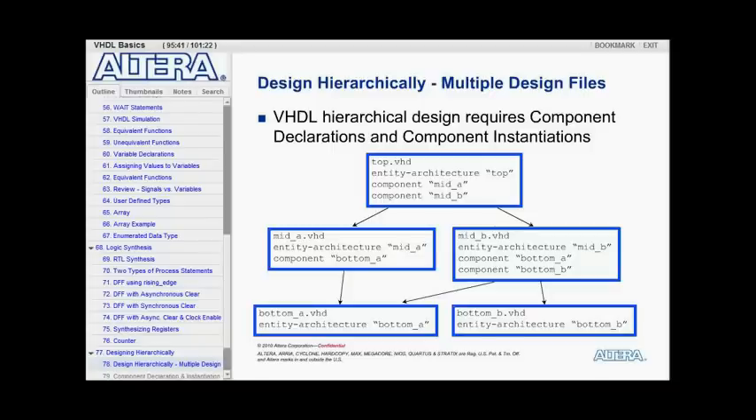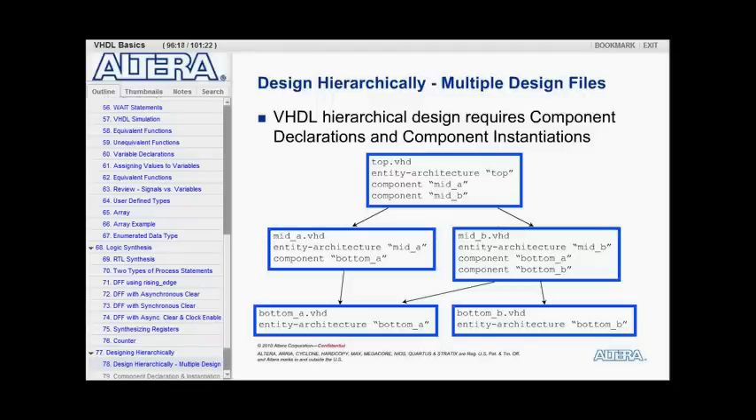Every lower level file or module that you want to include in a model must be declared and instantiated, but only the files that are directly included in that model. So for example, here in this diagram, I have two lowest level files, bottom A.VHD, bottom B.VHD. In mid A, I want to include or use the block bottom A. So that means that bottom A must be declared and instantiated inside of mid A.